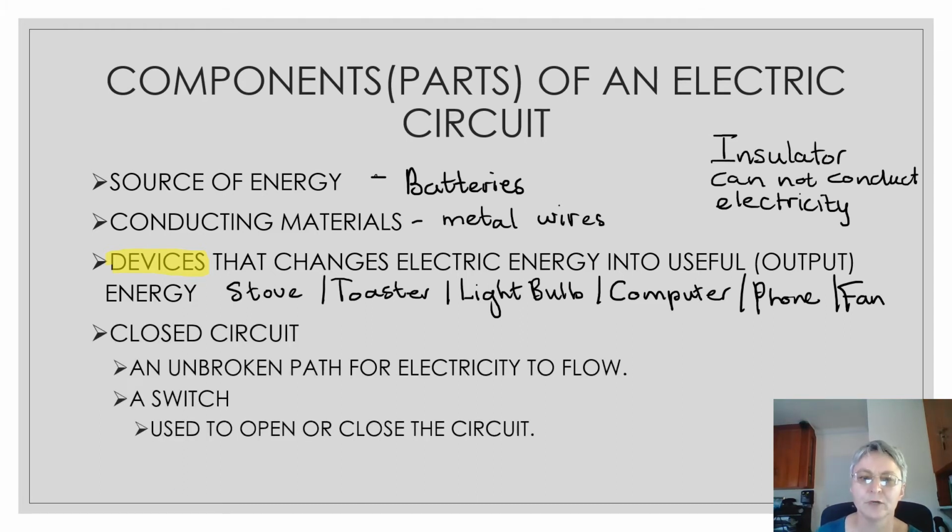And then for electricity to flow, we need a closed circuit. So the important things, you need a source of energy, you need conducting materials, and you need a closed circuit. If you keep the light switch off, then the light won't glow to give you light. So a closed circuit is an unbroken path for electricity to flow. That is what a closed circuit is. And the other thing we have to open or to close the circuit is a switch. It is used to open or close a circuit.